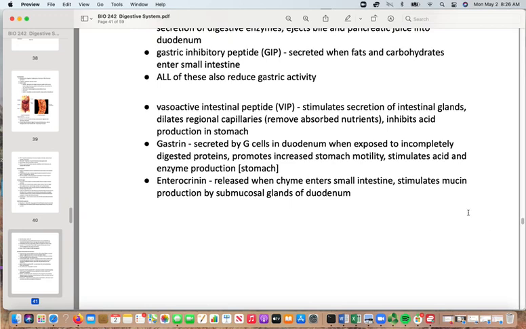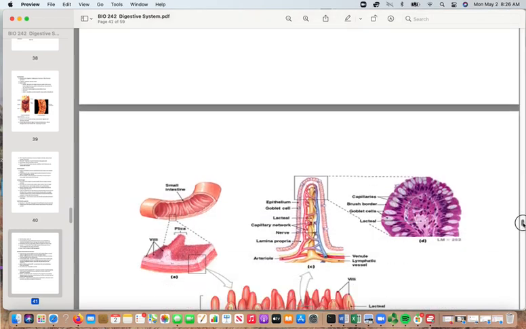Enterocrinin is going to be released when the chyme enters the intestine. It's going to stimulate the mucus secretion in the duodenum.